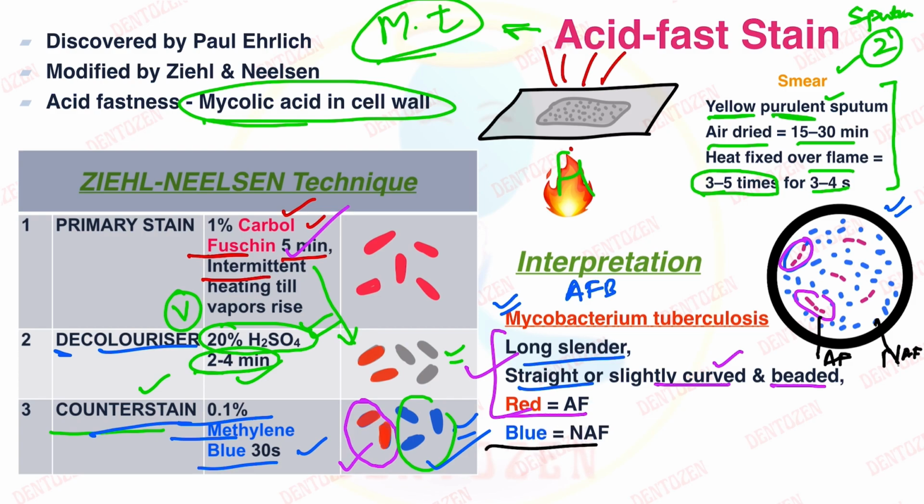Now this staining can also be used for spores. So that is important point here. Now examples of acid fast bacteria are Mycobacterium tuberculosis and Mycobacterium leprae.